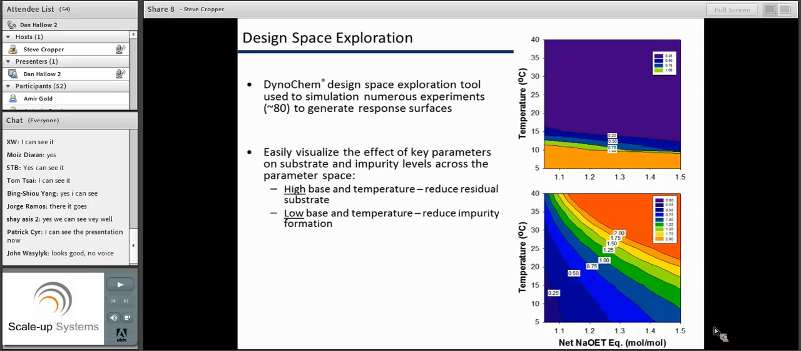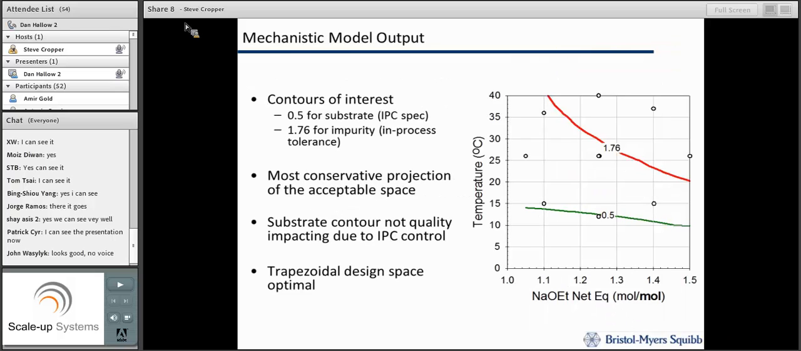So there's some sort of balance that's going to have to be considered in defining our design space to ensure reaction completion, and also to ensure that we don't have too high of an impurity level. Impurity level is shown there in red. The main contour is where the impurity level reaches 1.76, and the green line is showing the residual substrate concentration, and here we're really concerned about the IPC specification where we deem the reaction is complete, and that's at 0.5 RAP. So below the green line, we are not going to meet our IPC. Above the red line, we're going to exceed our impurity specification.